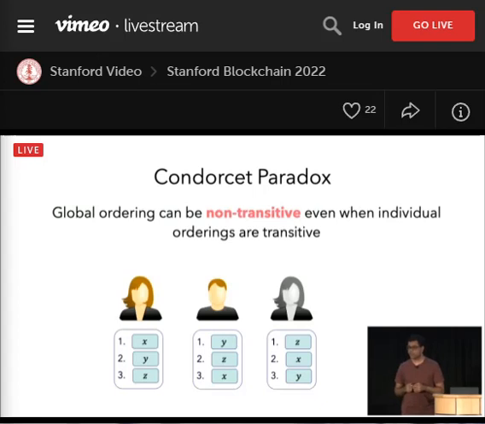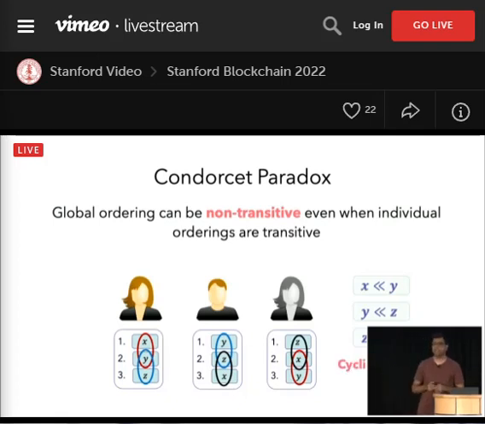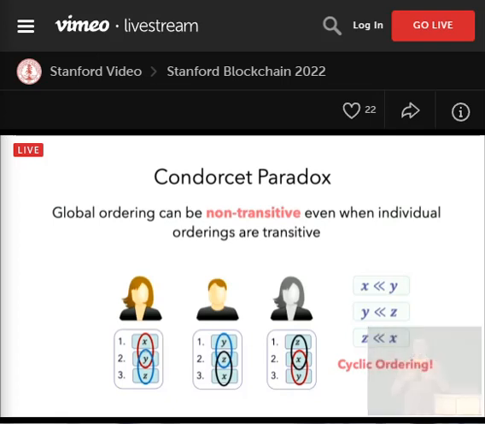So here's a very simple example with three nodes, where the three nodes have received transactions in this order, and you can kind of see that if you look at the transactions X and Y, then two nodes have received X before Y, two nodes have received Y before Z, and two nodes have received Z before X. And this turns out to be a cyclic ordering, which shows that you can't order these transactions fairly. You have to kind of order them together, or in other words, really picking whatever ordering you want between them. If you enforce a total ordering, you should be fine with it.